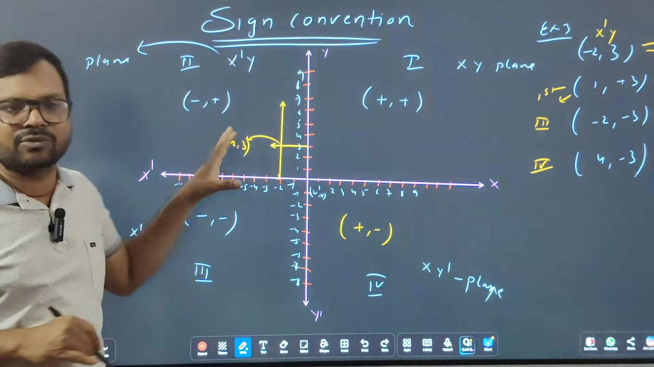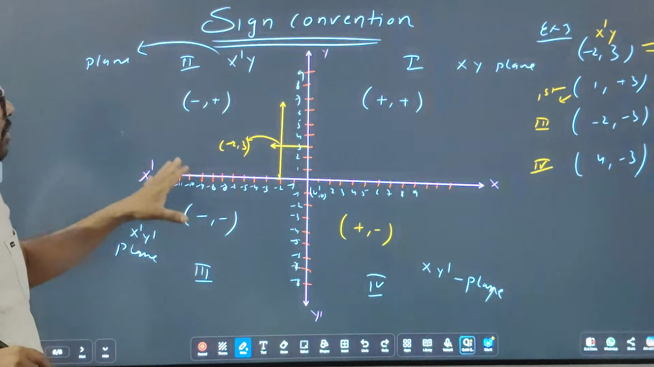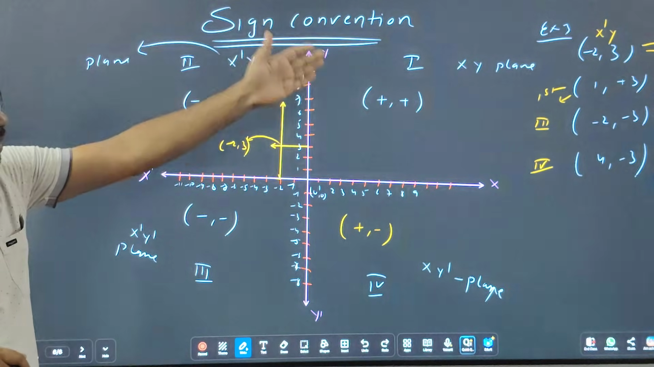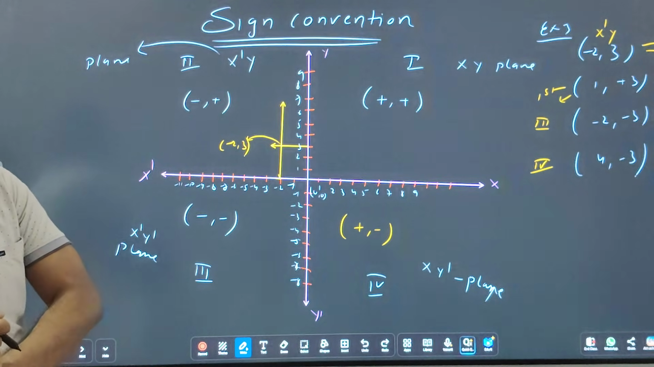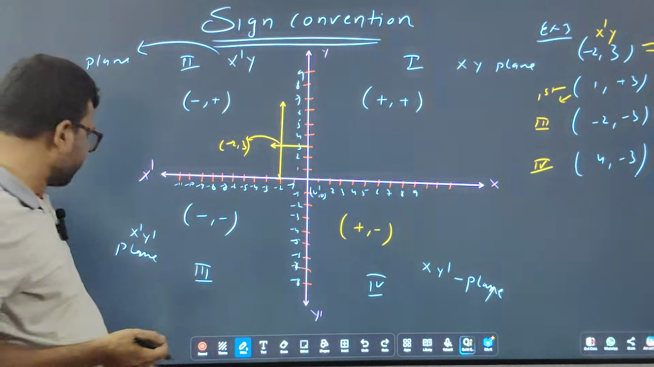And in this way you can find or plot all the points. Can you do it or not? So move forward.